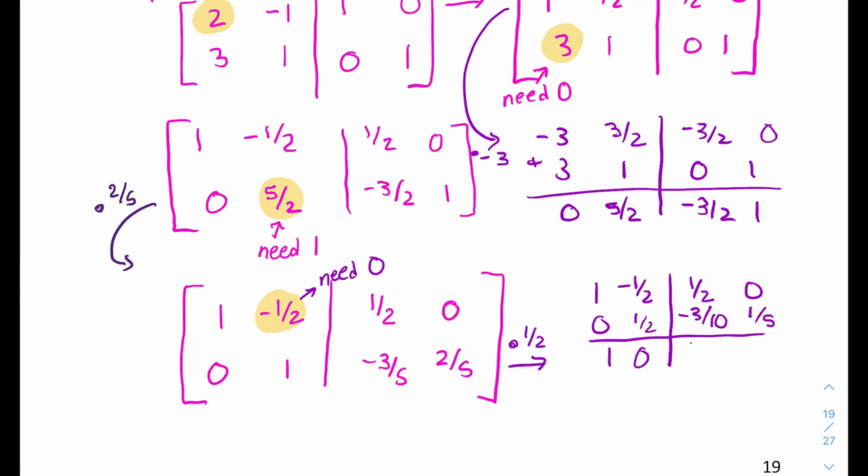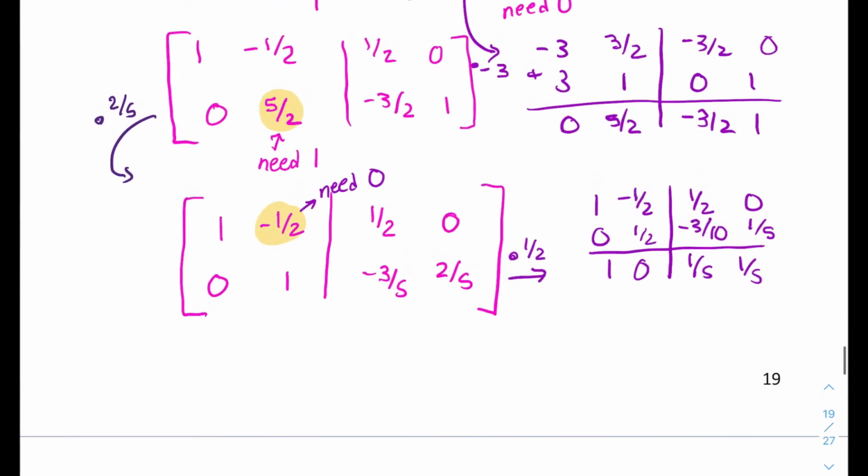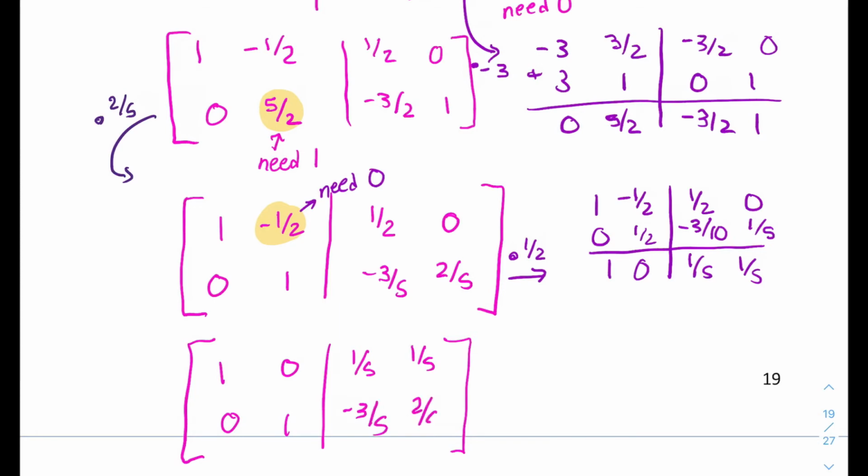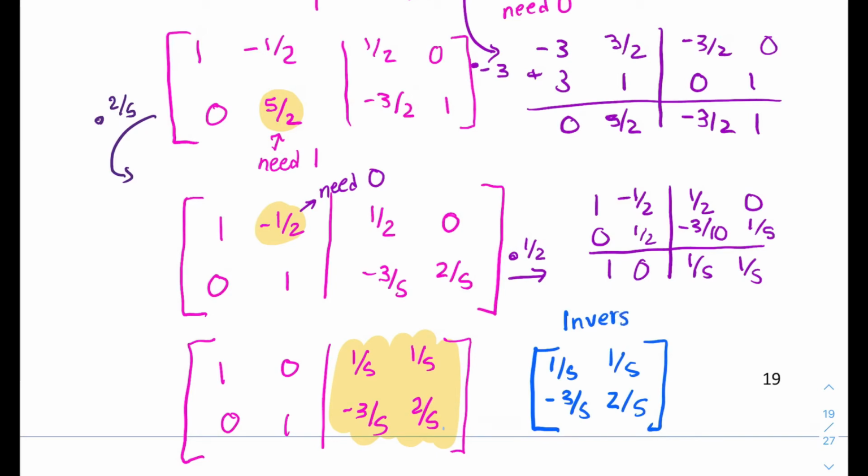You'll have 1, 0, 1/5, 1/5. So once I have completed my elimination process, the matrix that I have on the right is my inverse of my original matrix. So don't just leave it there, go ahead and write it separately. My inverse matrix for my original is that matrix right there.